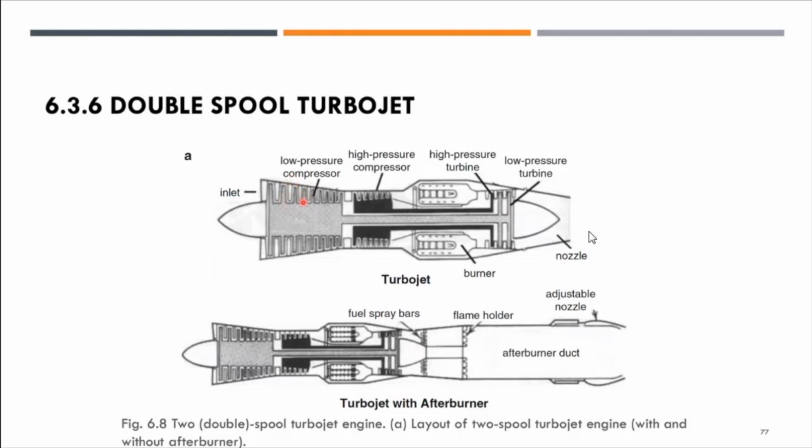You have low pressure compressor connected to the low pressure turbine, and you have high pressure compressor connected to the high pressure turbine, denoted by the darker black line there. So turbojet with afterburner, the same configuration in front, and you have the flame holders, the afterburner duct, and then the nozzle, adjustable nozzle.